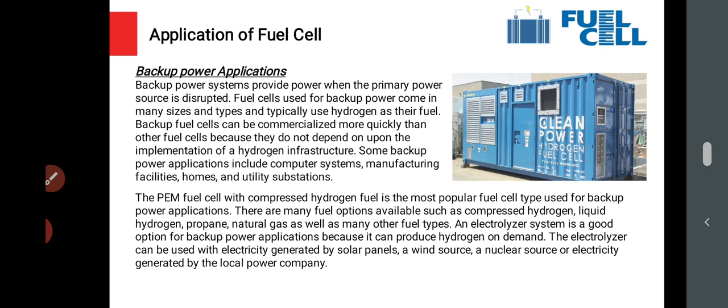types. Electrolyzer system is a good option for backup power application because it can generate hydrogen on demand, so you need an electrolyzer. The electrolyzer can be used with electricity generated by solar panels, a wind source, nuclear source, or electricity generated by the local power company. So you don't need to store the hydrogen. What you can do is generate hydrogen, and use it directly in the fuel cell, right. And as you know, if we generate hydrogen using electrolysis, we need external electric supply. So that can be managed using different renewable sources like solar based power plant.